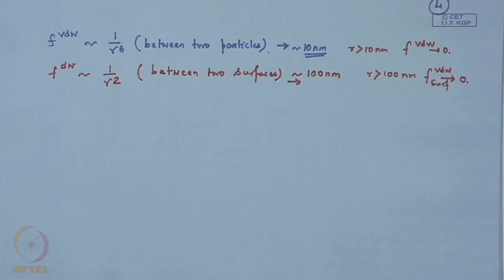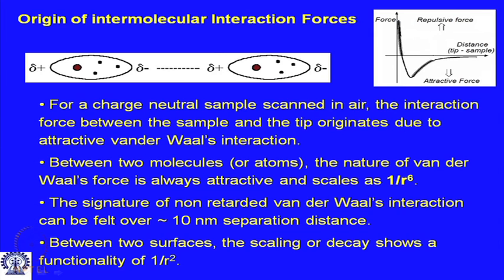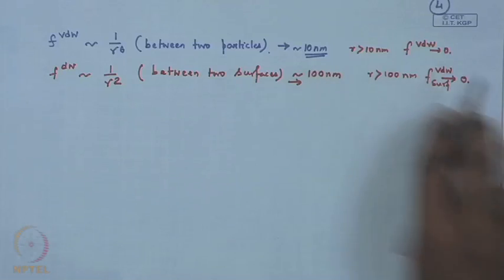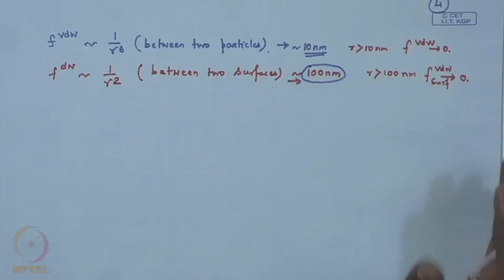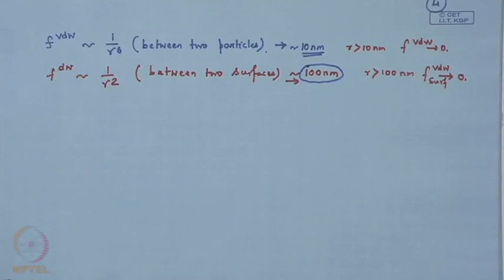Now, in one of the slides we have already mentioned that an atomic force microscope primarily operates based on the interaction between two surfaces. So, this is more of an important number for us, and we will see how this becomes important.